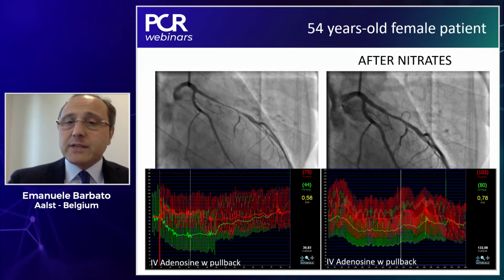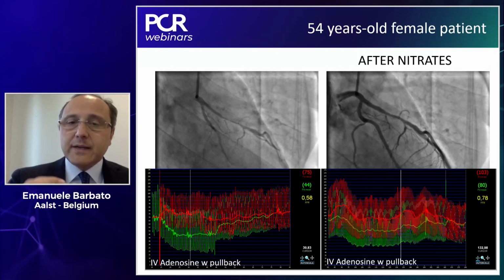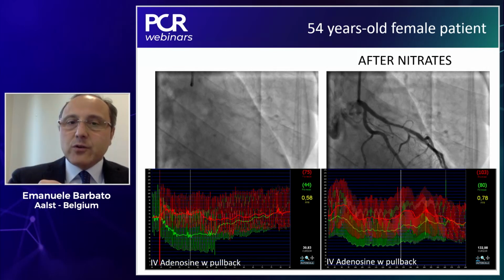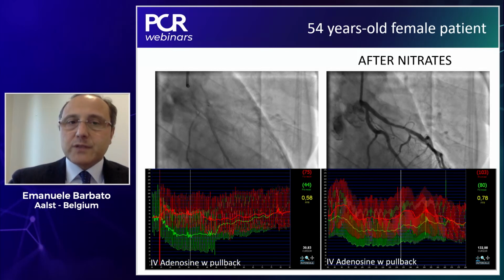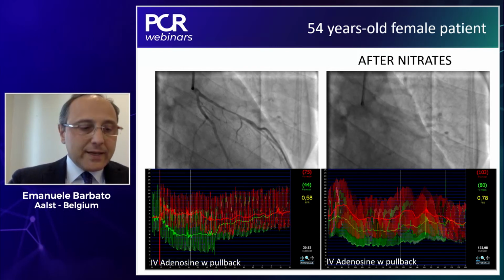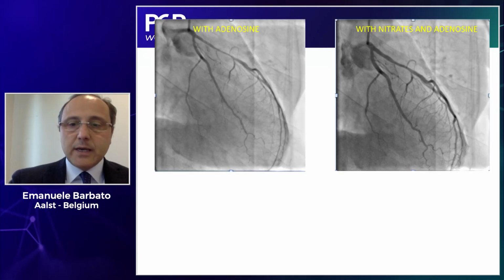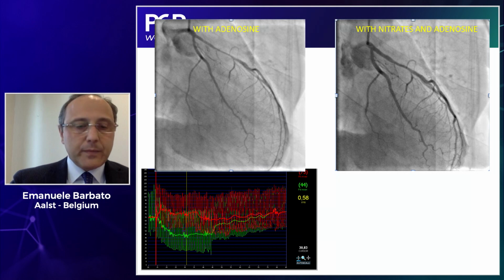What is also interesting in this pressure tracing is that we also performed the hyperemic pullback that showed only a limited pressure drop at the level of the stenosis, while the remainder of the hyperemic gradient was attributable to diffuse disease. So in this case, an improper fractional flow reserve assessment might have resulted in stenting of the proximal LAD stenosis.